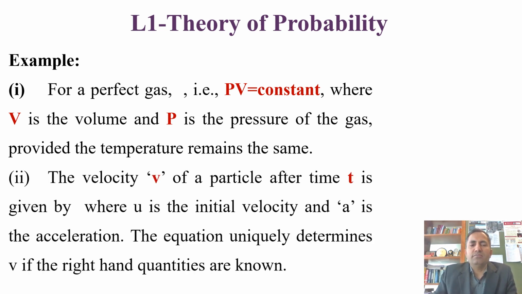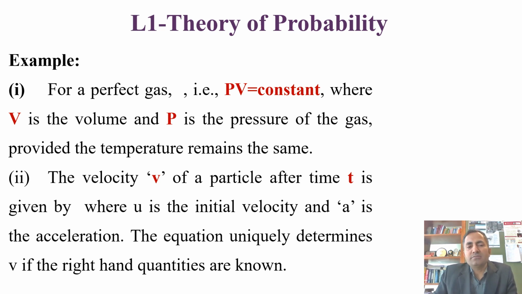Suppose we are talking about the movement of a particle on a vehicle with velocity or speed v. After some time, we can predict the distance, right? So if u is the initial velocity and a is the acceleration, the equation determines v if the right-hand side is known. Any formula, suppose (a plus b) whole square, if it is known, the area is known. So if you have a, you can predict b. Those are the kinds of examples you can see.